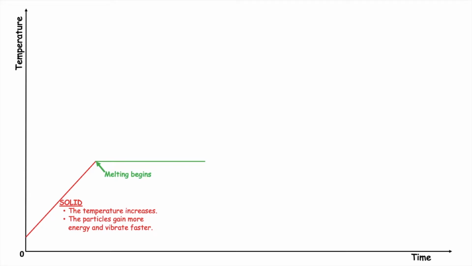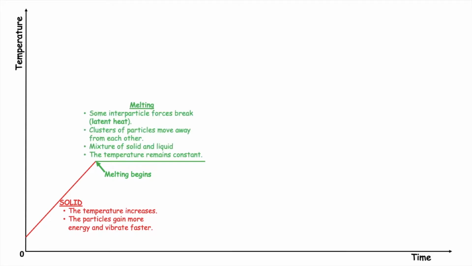Now, this first change of state involves the transition from the solid to the liquid state as the heat is applied. And of course, this process is called melting. During melting, only some interparticle forces break, and as a result, what we have are clusters of particles moving away from each other, and there will always be a mixture of solid and liquid once melting is happening, and the temperature remains unchanged during that period of time.